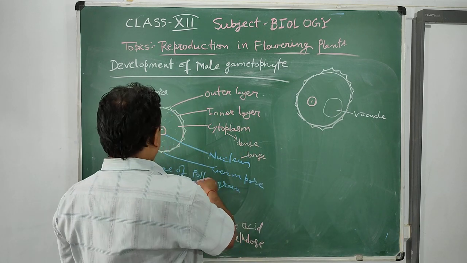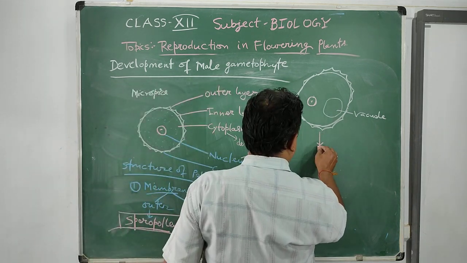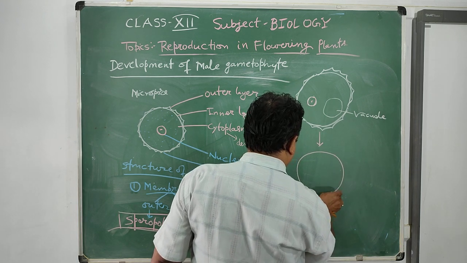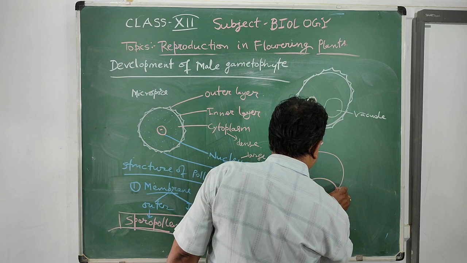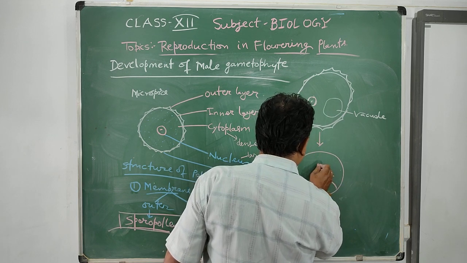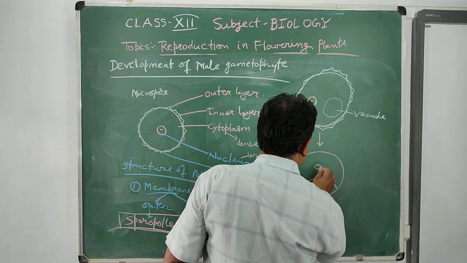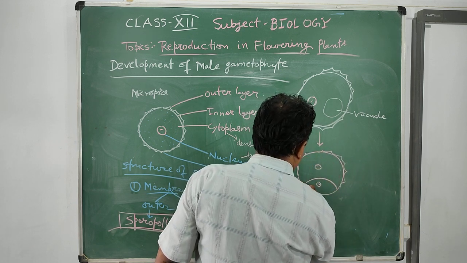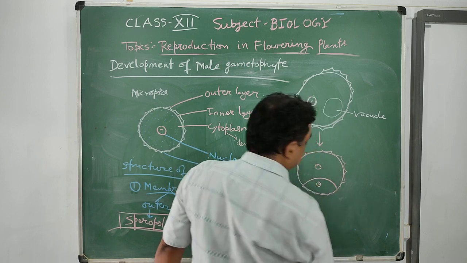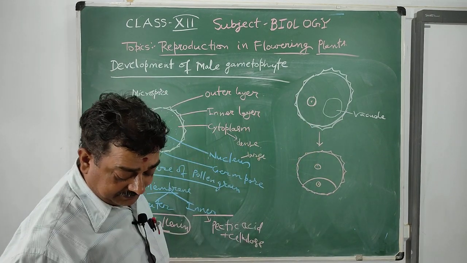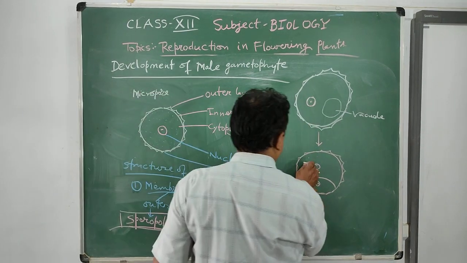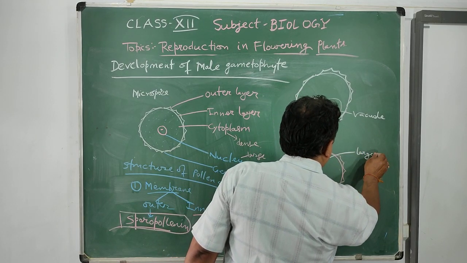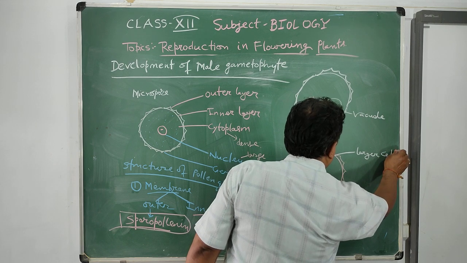Now, the matured pollen grain divides to form two cells. They are unequal cells; they divide unequally by mitosis. What type of division takes place? Mitotic division takes place. One is a larger cell, and another is a smaller cell.